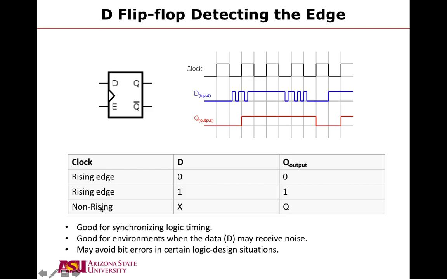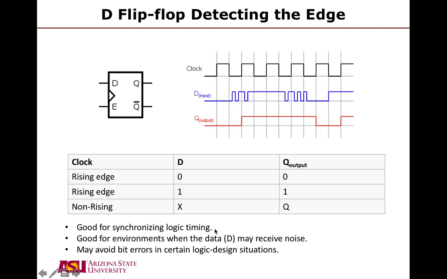So it depends on the rising edge of the clock. Non-rising edge, nothing happens to the output. The output stays in its previous state. So this is very good for, we use these D flip-flops for synchronization, logic, timing, counters, where we need to count rising edges of clock signals.